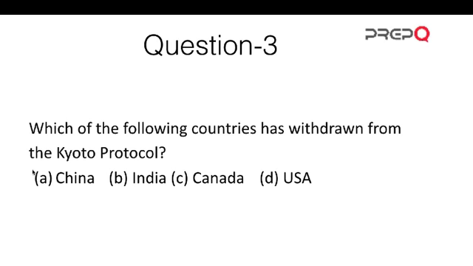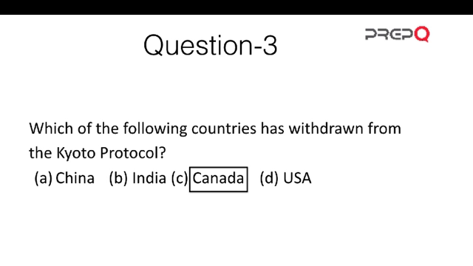Next question. Which of the following countries has withdrawn from the Kyoto Protocol? The correct answer is Canada. Now, first we must understand what the Kyoto Protocol is. Kyoto Protocol is named after the city in which COP3, that is Conference of Party number 3, was held. It was held in the city of Kyoto in Japan, after which the name Kyoto Protocol.